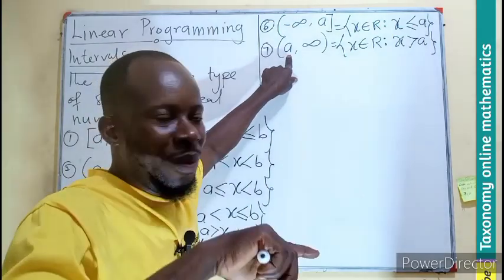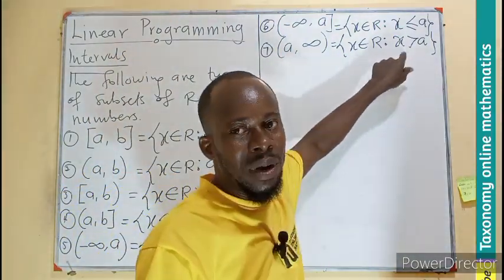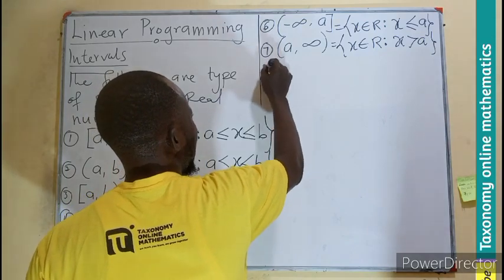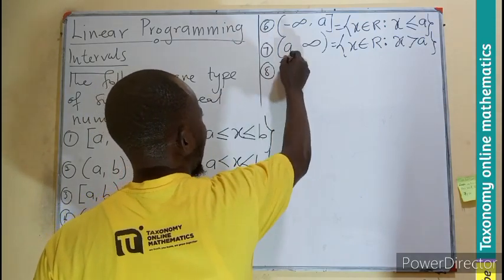Good. In another way, we can also say A is less than x in the same vein. Alright, let's see number 8, whereby we can have this.